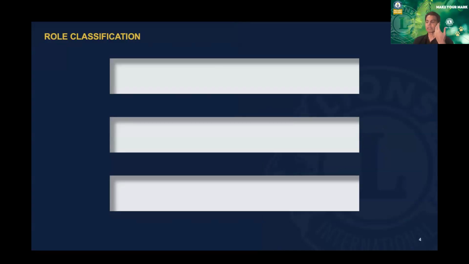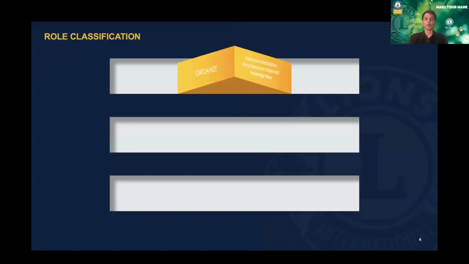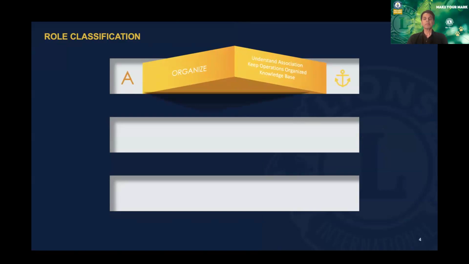So when I started thinking about being a secretary, I classified the roles into three broad categories. One is to understand our association, what it means to be a Lions Club, getting ready to serve as a secretary. This is a basic necessity, to know the structure and the constitution and all the things that are critical to serve as a club secretary. So understanding the association.